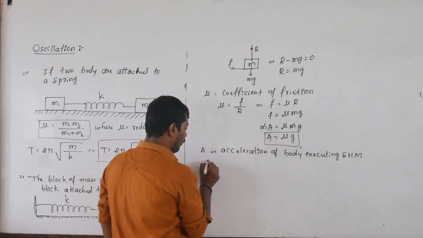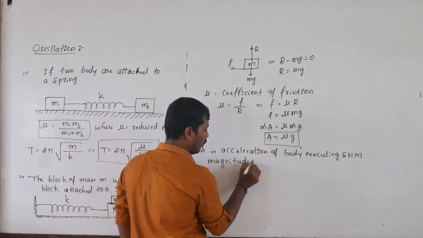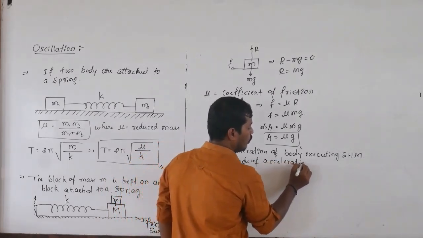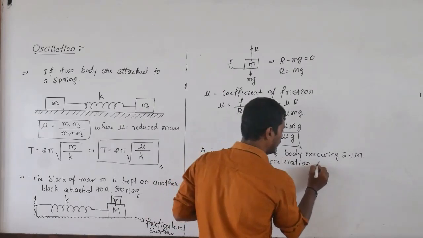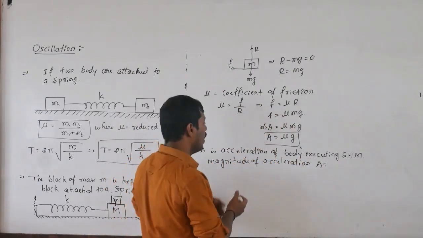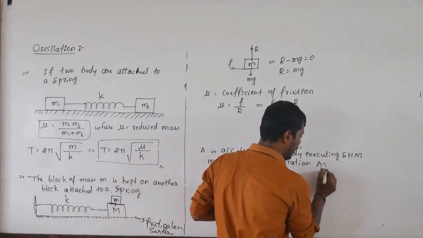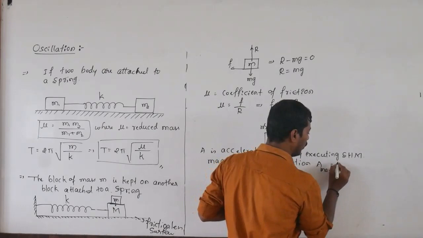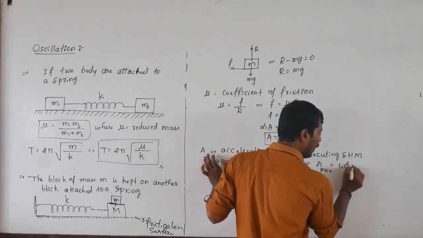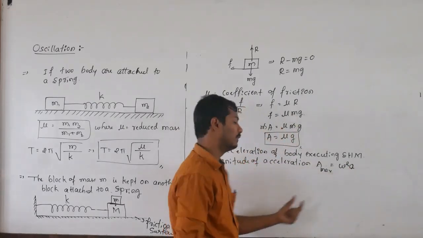The magnitude of acceleration is nothing but our maximum acceleration. You can take the magnitude of the maximum acceleration. That maximum acceleration is equal to omega square into a, where a is the amplitude.